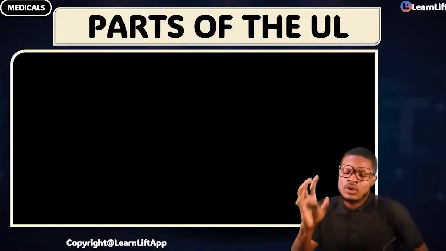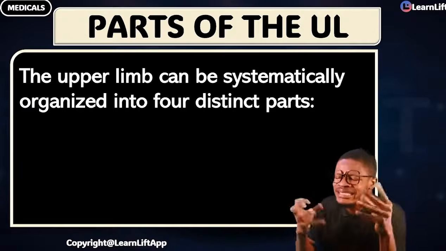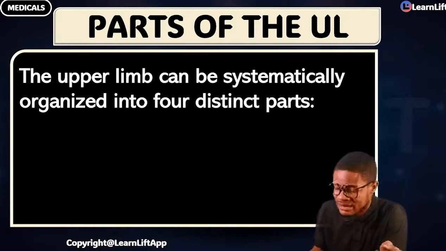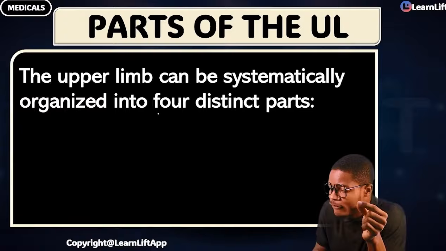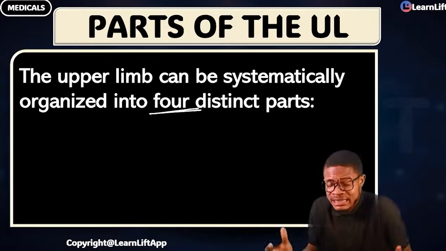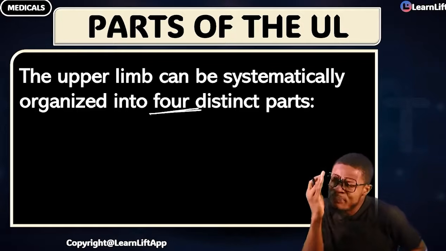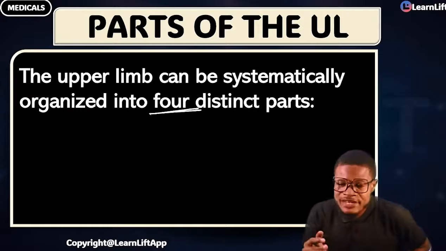I'd like you to note that under the parts of the upper limb, you must know that the upper limb can be systematically organized into how many distinct parts? 4 distinct parts. In other words, there are 4 parts that we can systematically put together to form the upper limb. And you must know every bit of this class in details. What are the 4 things?